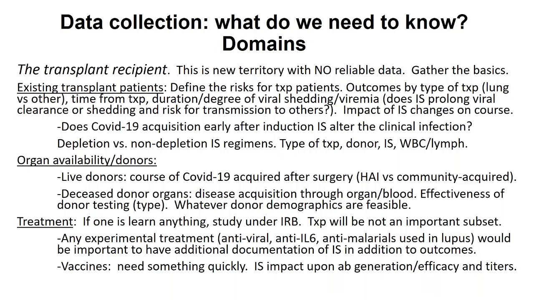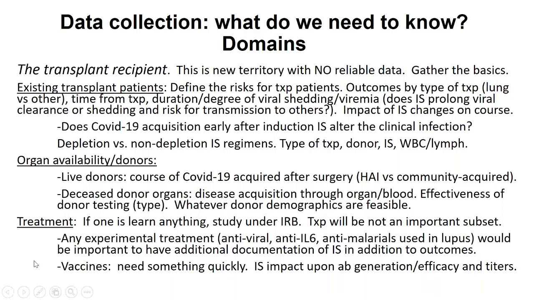And with the rise of the use of vaccines, which is something we obviously need, we're going to have an understanding of what the impact of our immunosuppressive regimens is on antibody generation and efficacy, as well as titers. There are just a ton of transplant-specific things that we are going to need to know, and as the practitioners on the transplant side, we need to make sure we collect this data so that it can be put together into some sort of meaningful accumulation at the end that we can make sense of.